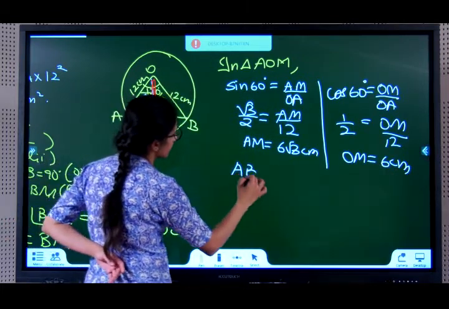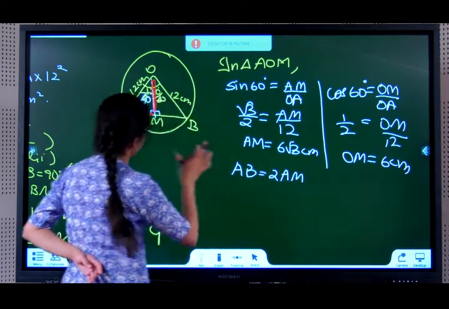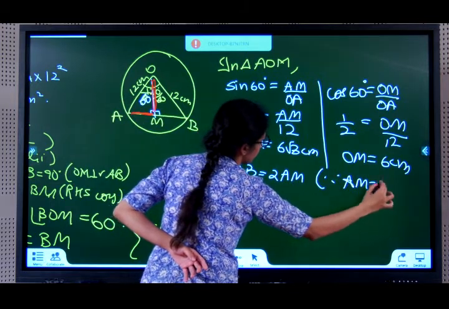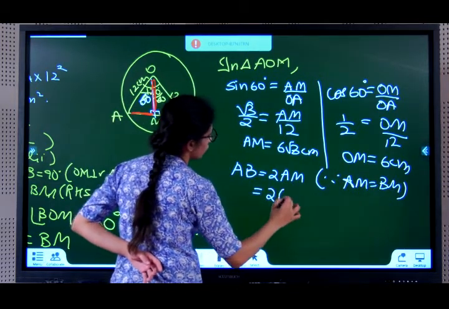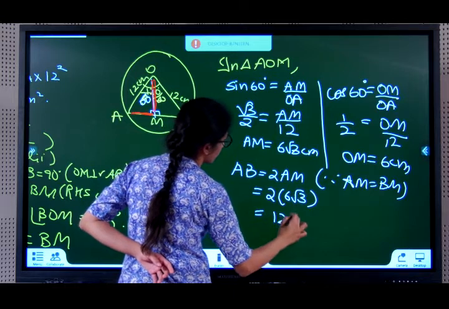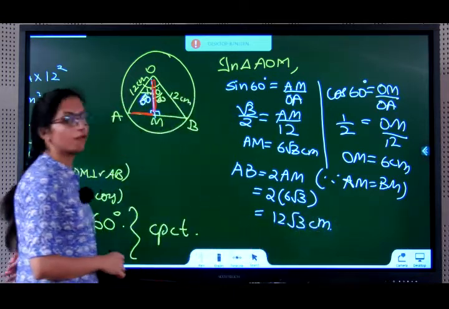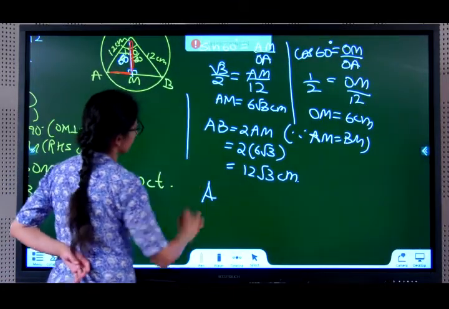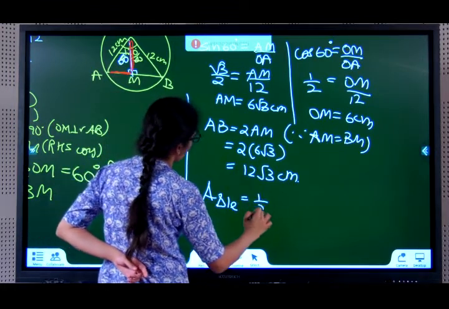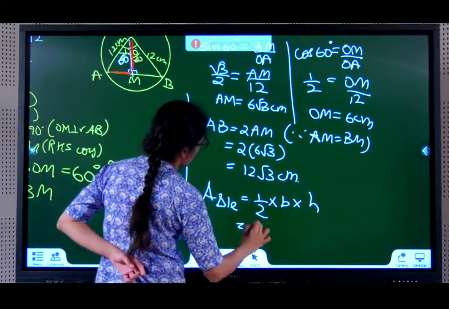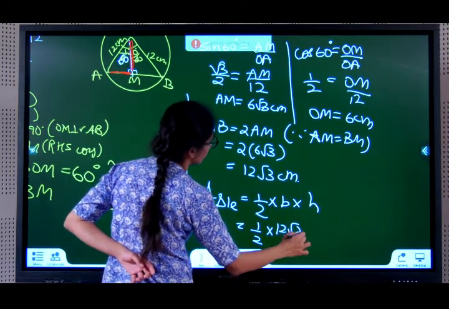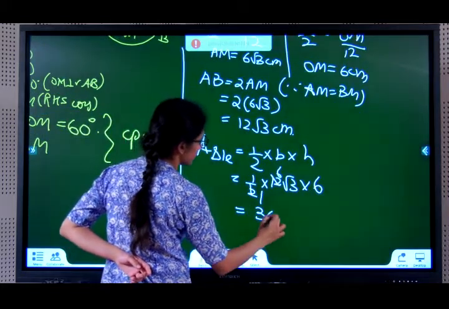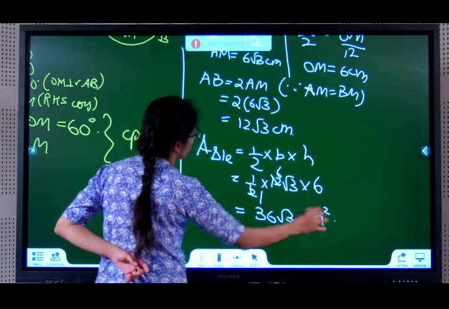AB is equal to 2 times AM. Why? Because AM is equal to BM. Therefore, you can say this is 2 times 6 root 3, which is 12 root 3 centimeters. I can therefore find the area of the triangle. How? So, area of the triangle is equal to half into base into height. Half into base is nothing but 12 root 3 and height is 6. 6 into 6, 36. 36 root 3 centimeters square.